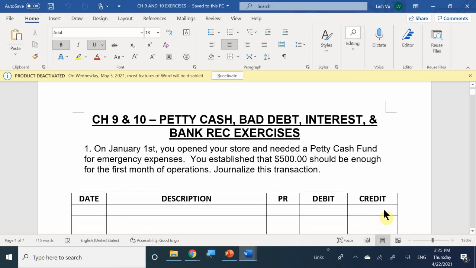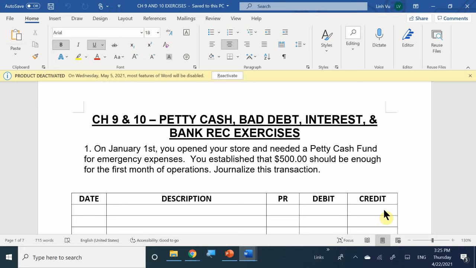Right, so here we are with Chapter 9 and Chapter 10 exercises: petty cash, bad debt, interest, and bank reconciliation. So we get to take a look at extra examples. Let's go ahead and answer question number 1.